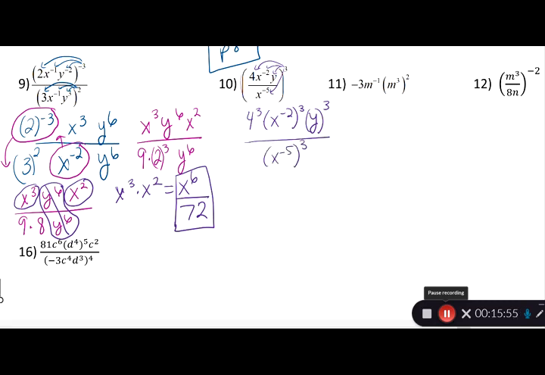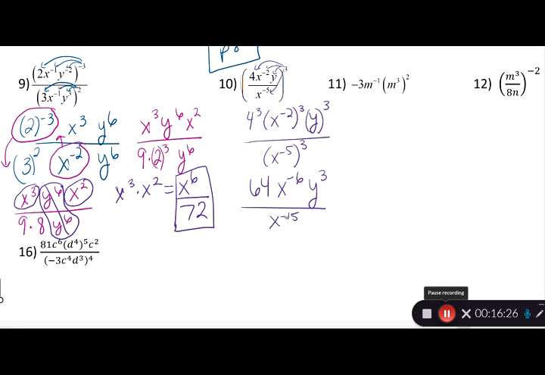Again, I would distribute the exponent before I started moving things. So 4 cubed is 4 times 4, which is 16 times 4, right? So 64, x to the negative 2 cubed gives me x to the negative 6, because I multiply exponents. Y to the 1 raised to the 3 is y cubed, over x to the negative 5 cubed gives me x to the negative 15.